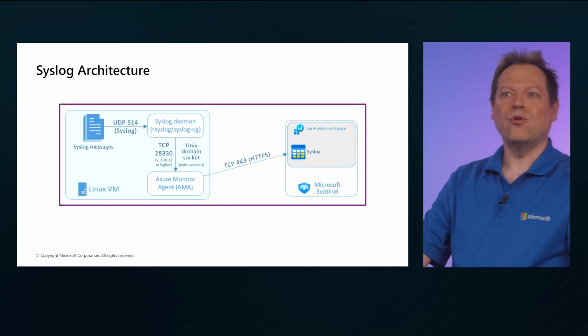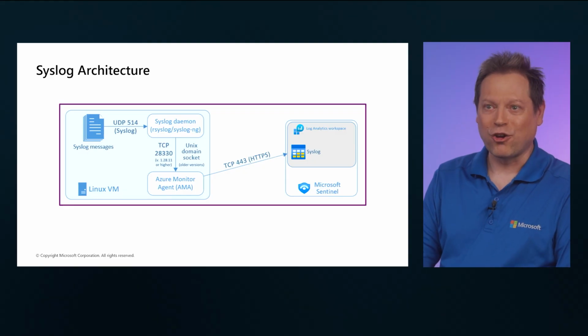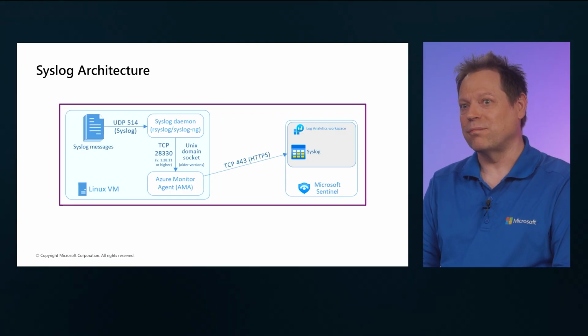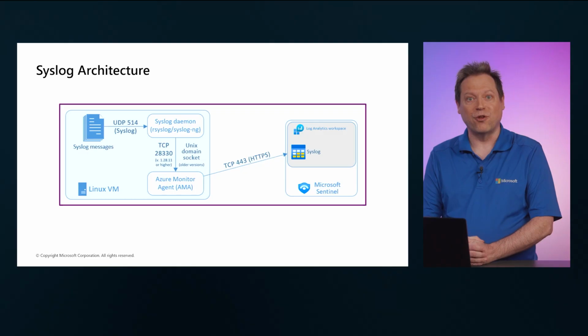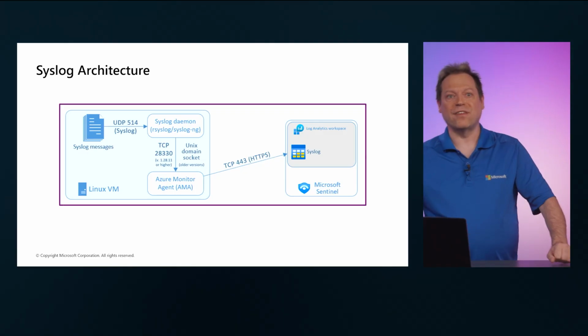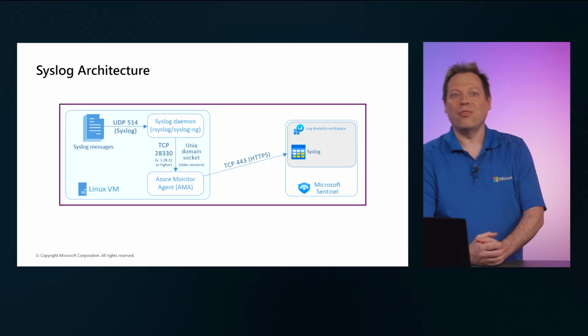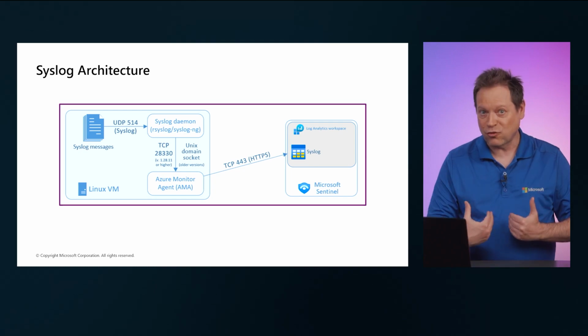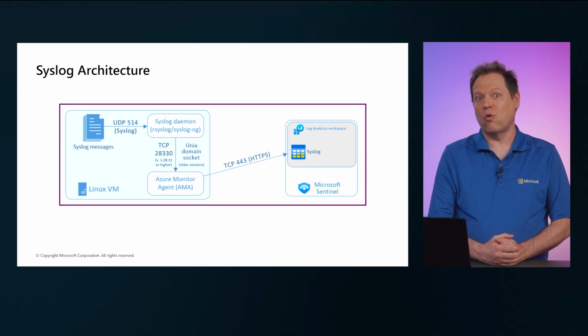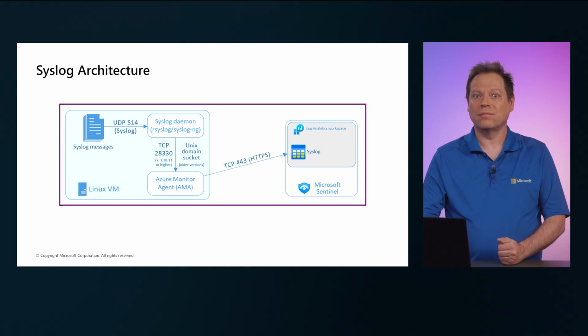This diagram shows the Syslog collection architecture from a single source. The key takeaway is the flow. Source generates Syslogs, the agent and local daemon cooperate to forward events, and the workspace receives and stores those events for Sentinel queries and detection.